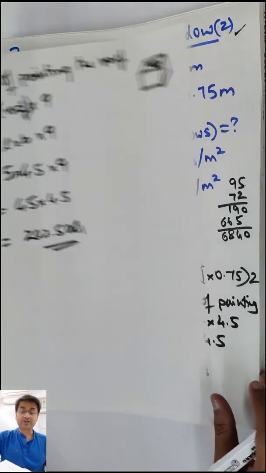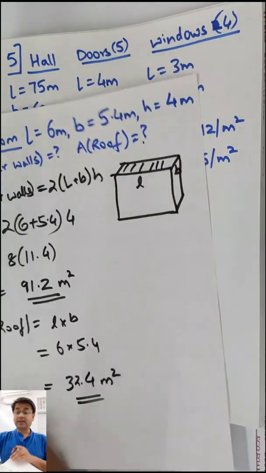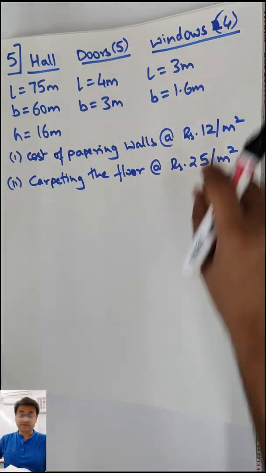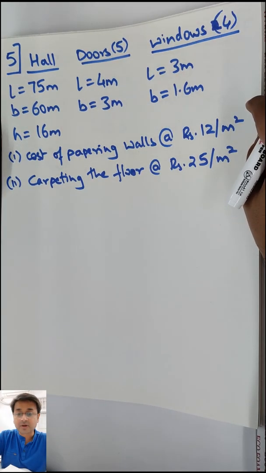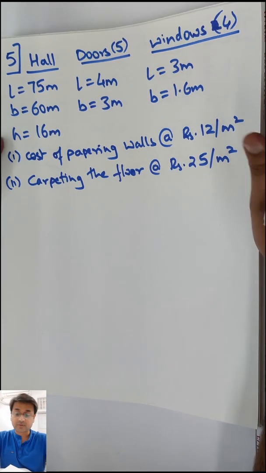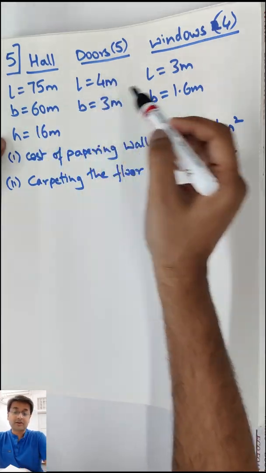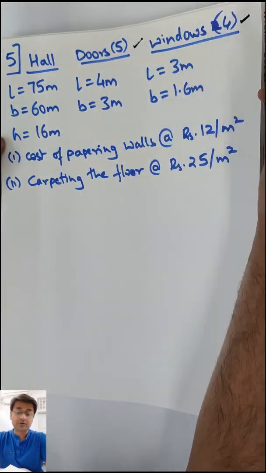Anyways, I hope you managed to get this correct. Good job. Exactly same as sum number 5. Nothing new in this. So come on, pause the video. On your own, get me sum number 5. Please do not disappoint me. Length, breadth, height are given, 5 doors and 4 windows, okay.